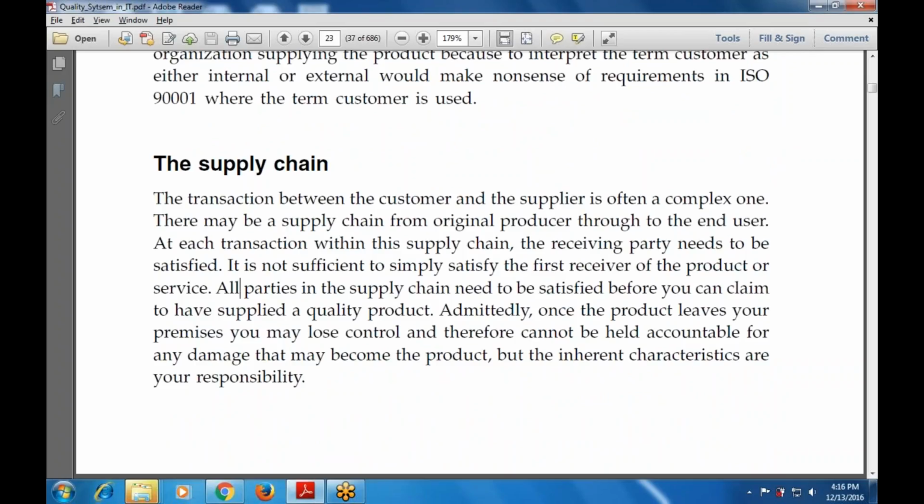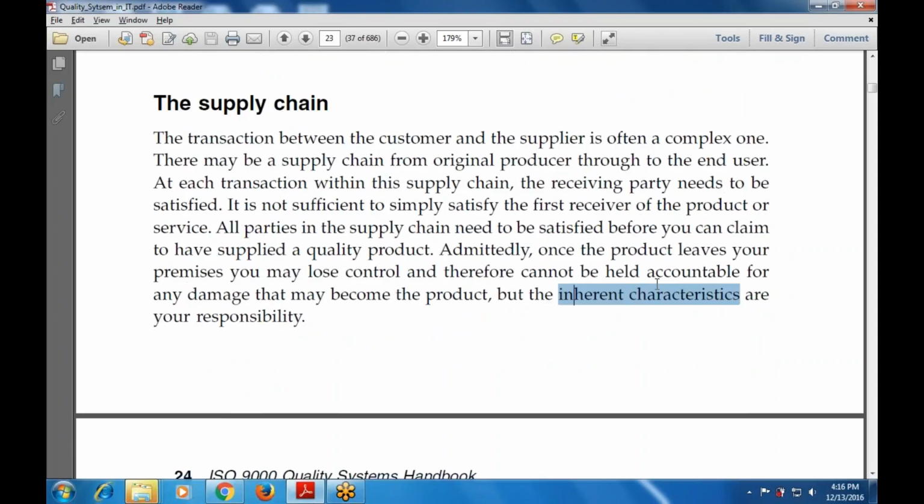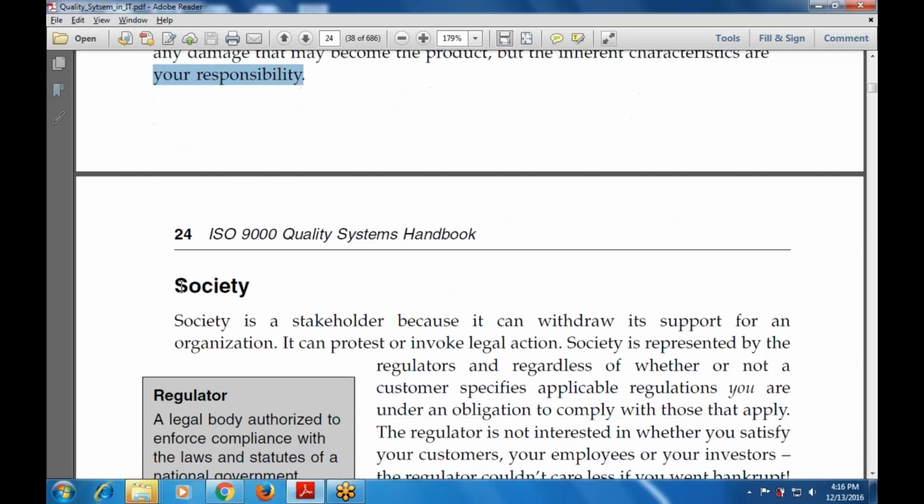Once a product leaves your premises, you may lose control and therefore cannot be held accountable for any damage that may happen to the product. But the inherent characteristics are your responsibility; that is your supply chain management. Then society is also a stakeholder, because it can withdraw its support for an organization.